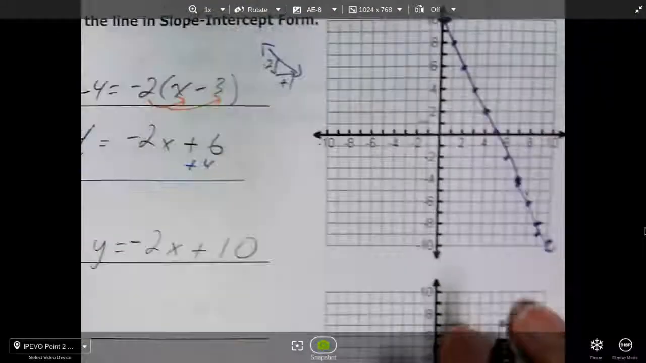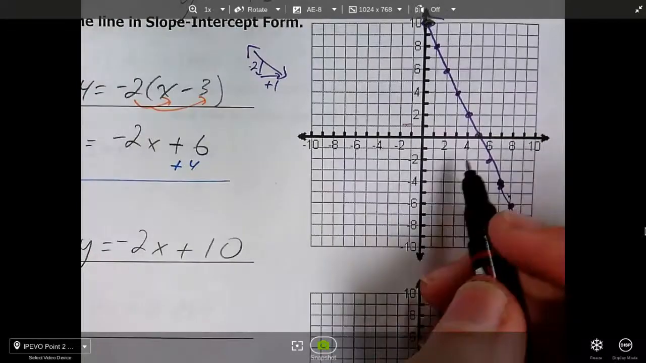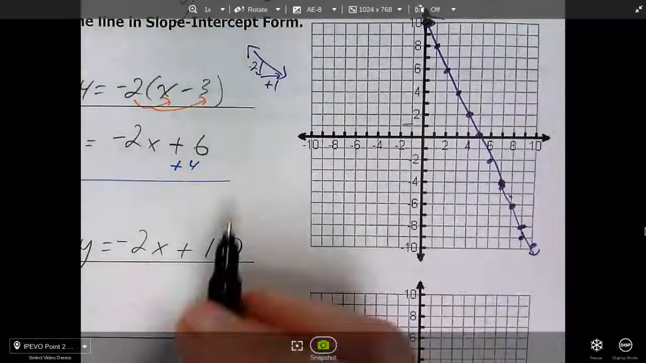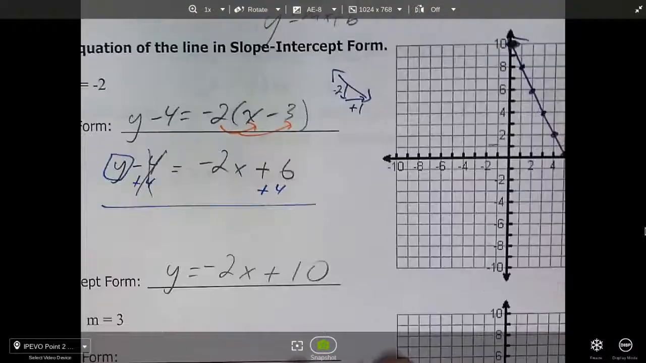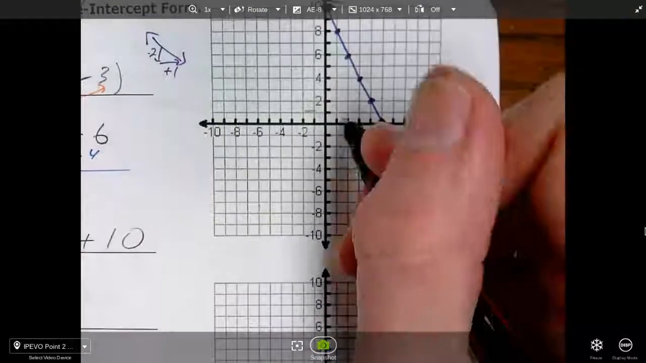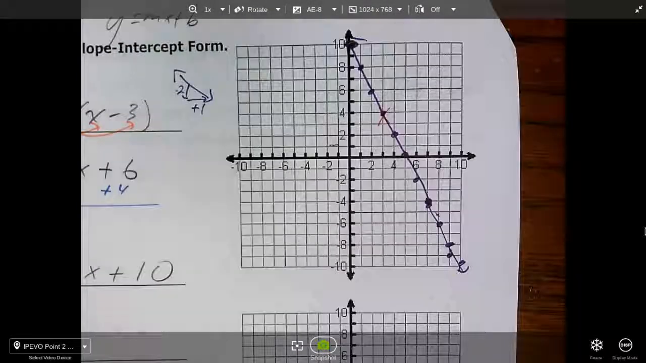Okay, now the only question is, two questions, I guess. Does it have a slope of -2? Down 2 over 1, down 2 over 1, definitely. Okay, but does it go through the point 3, 4? Okay, so the point 3, 4, it's right there. So yes, it does. And so we know that this checks out.